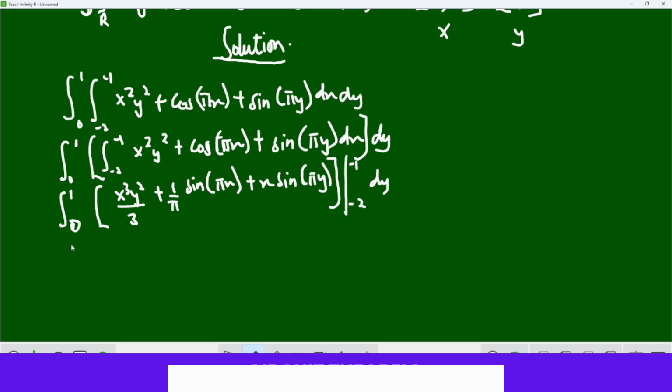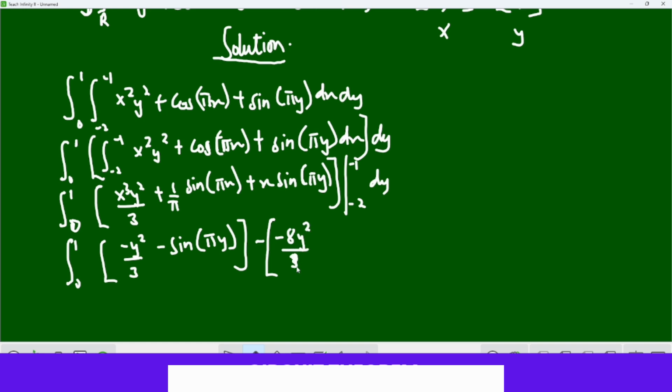So with this we can input the values and we'll see when x is equal to -1 we get negative y squared over 3, negative sine of negative pi is going to give us 0. So we continue with our -1. X is negative, so -1 sine of pi y, minus, when x is equal to -2.